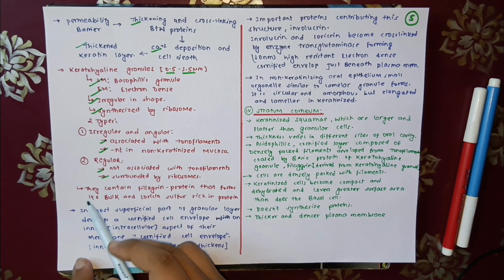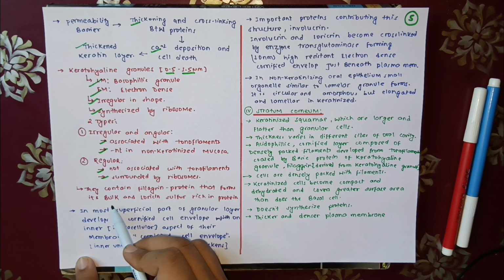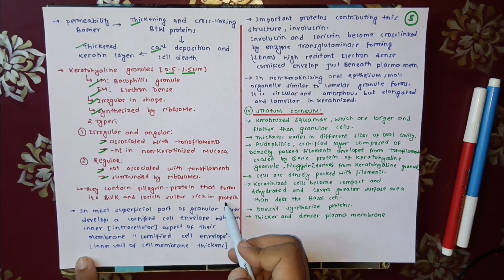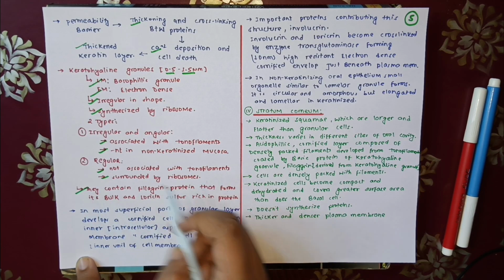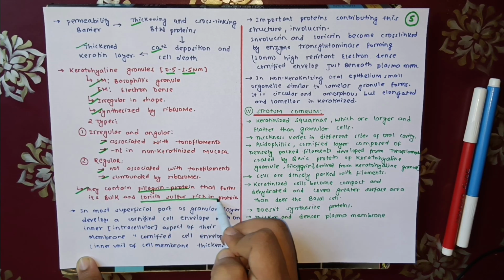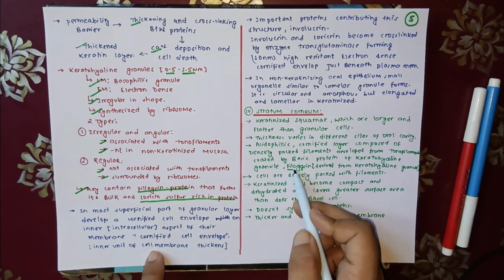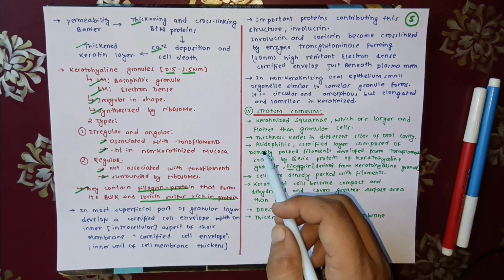Also, one point is present here: they contain the filaggrin protein that forms its bulk, and loricrin, a sulfur-rich protein. This filaggrin protein and this loricrin, the sulfur-rich protein, are present in these keratohyaline granules, and they are also present in the corneum layer. I will be discussing those proteins in the stratum corneum, as I have written here about filaggrin, so just wait for a while.